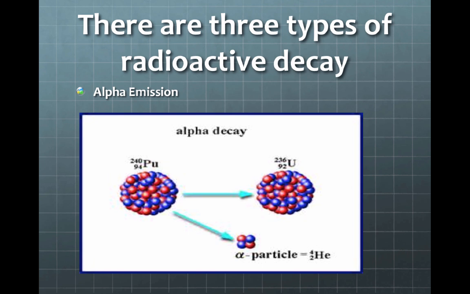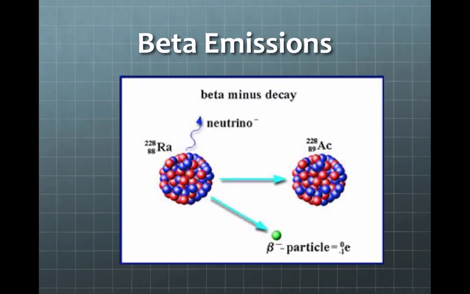Firstly, alpha emission. In alpha decay, or alpha emission, the nucleus of our atom emits 4 particles. Our atomic mass is going to decrease by 4, and our atomic number by 2, which means that 2 protons and 2 neutrons are being released. As these particles are released, energy is emitted. Our second type of decay is beta decay.